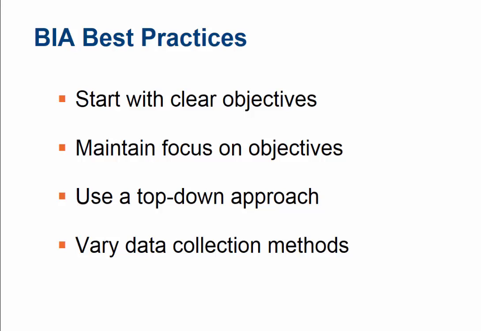So our business impact analysis best practices. You want to start with clear objectives. Maintain focus on objectives. Use a top-down approach. As we mentioned before, what's the most critical to least critical. Vary the data collection methods, whether it's through surveys or personal interviews or whatever method works so that you can get the information. You don't have to interrogate the employees of the company to get the information. So as we mentioned before, you need to make this as pleasant as possible for everybody. Just because you're having to do it in a bad mood doesn't mean everybody else has to be.